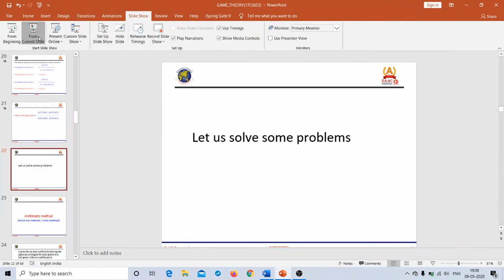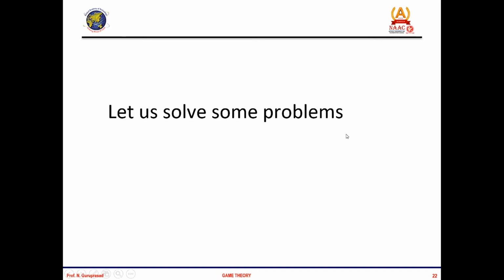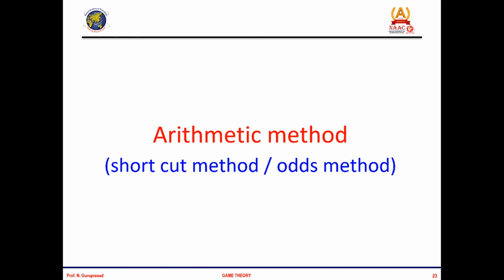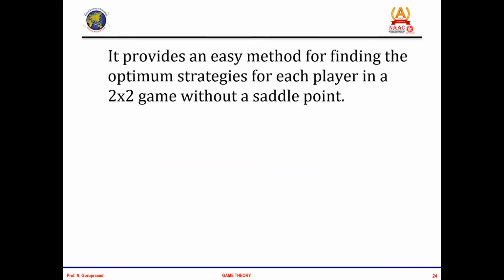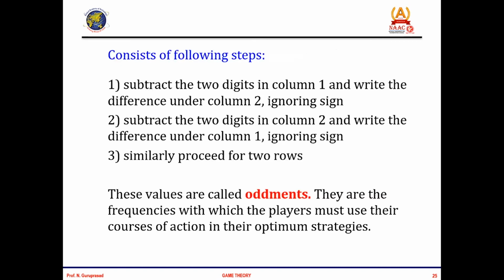Now once this is done, there is a second method which helps you solve the problem, called the arithmetic method, which is also called the shortcut method or odds method. Compared to the algebraic method, sometimes people feel that the arithmetic method is much easier, right? But it all depends. This particular method provides an easy way of finding the optimum strategies for each player in a 2x2 game without a saddle point. It consists of the following steps, right?